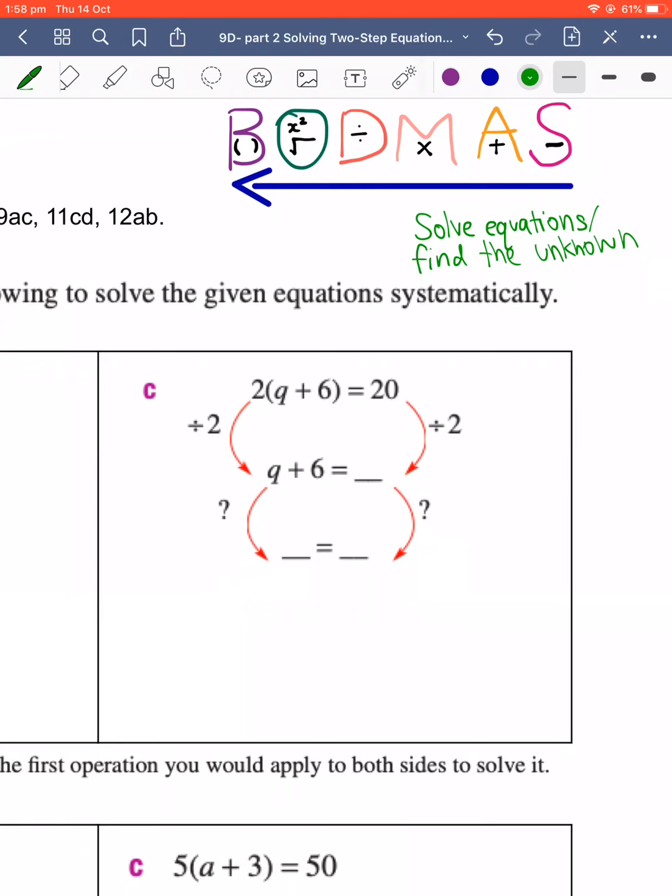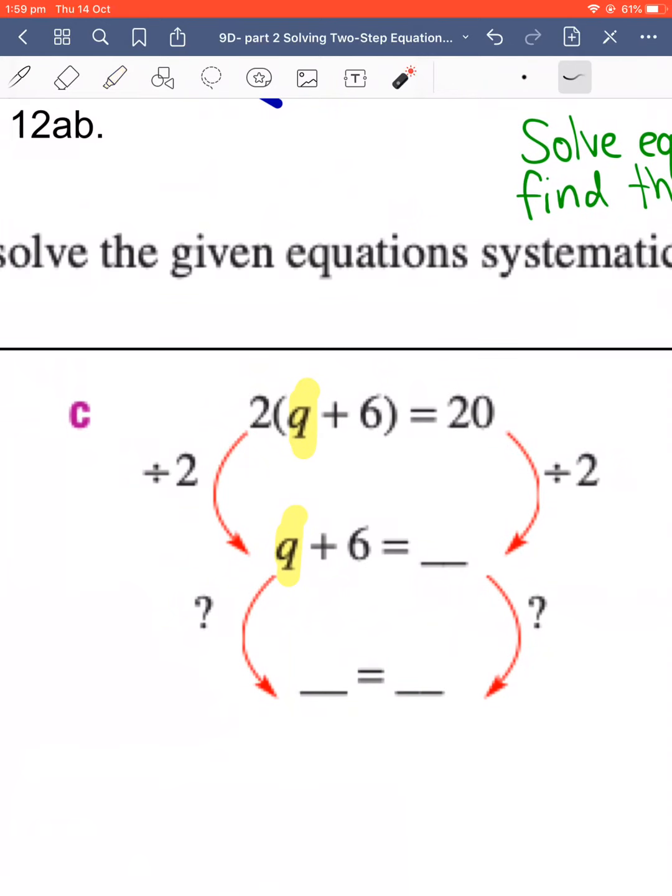Okay, first thing I see in this next one, I have some brackets. Brackets are the last thing that I do. I've also got multiplication, so I'm going to start with that one. Let's highlight our pronumeral just so we can keep track of it. Now I'm going to deal with this multiplication. The way I've done that is I've divided by 2, and I divide by 2 on both sides. When I do that, I get rid of the brackets, which is quite nice.